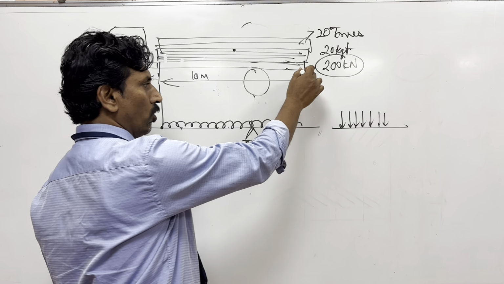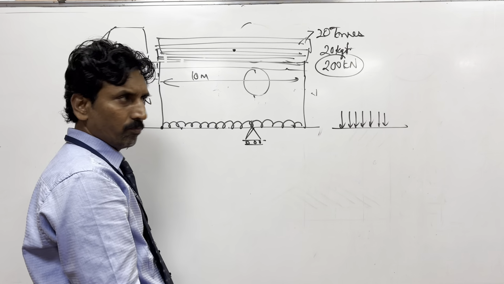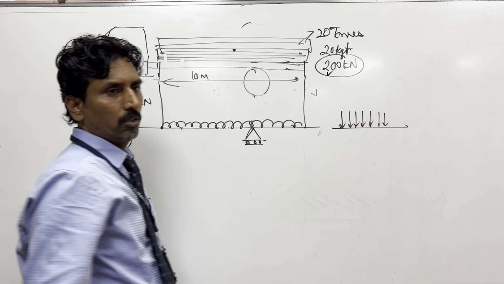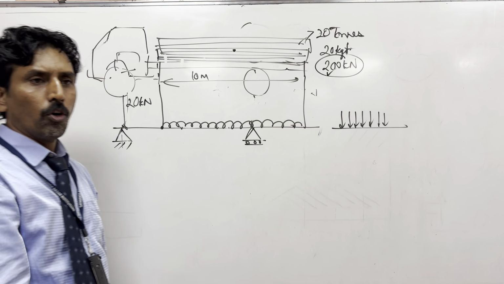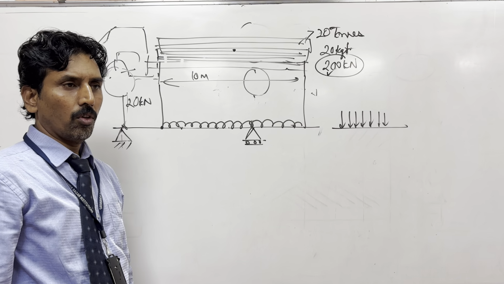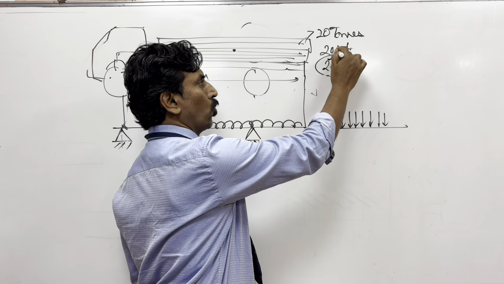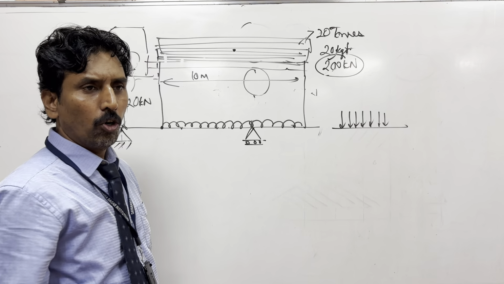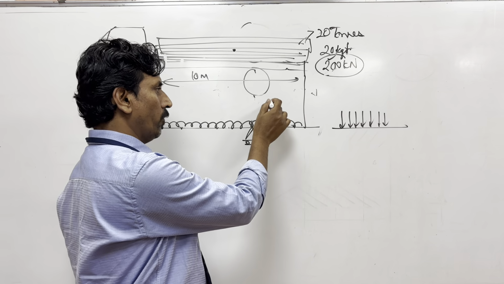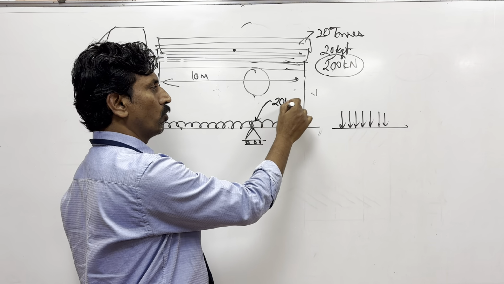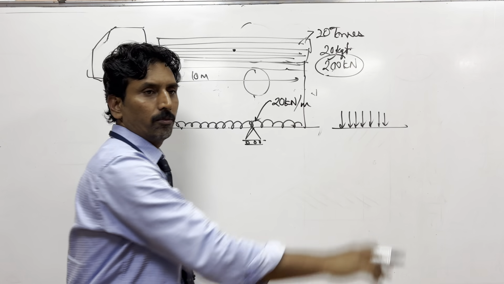So for all of this 10 meters, the load is how much? For full 10 meters, it is 200 kilonewton. For 1 meter, what will be the load? 20. So what they will write is 20 kilonewton for every meter.